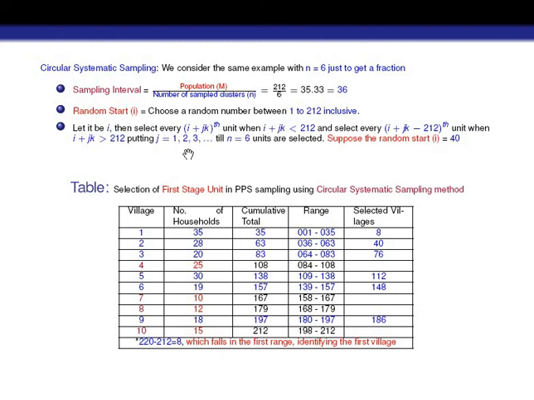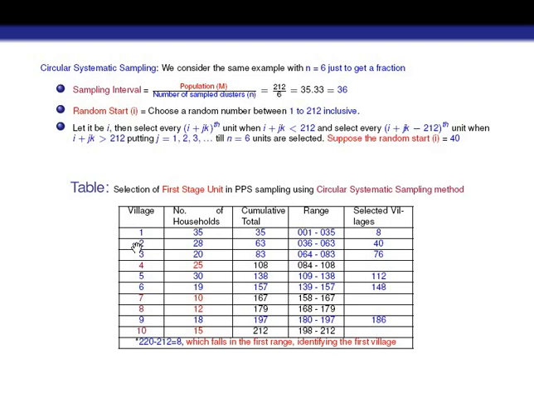This is the condition to take units using circular systematic sampling, which I have already discussed in a very detailed way in our lecture on systematic sampling, so I am not going to repeat it. Now suppose for example we get the random start 40. We see which range the random start lies in. From here we can see that 40 lies between 36 and 63. It means that cluster 2 is selected for our first stage unit.